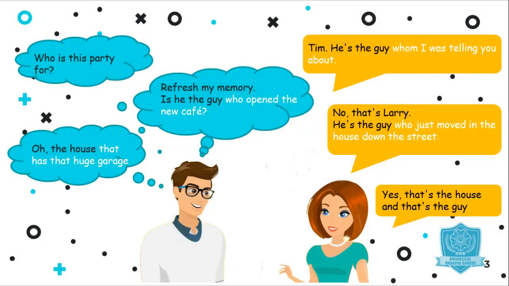Well, students, in the conversation, you listened to clauses like that has the huge garage, who opened the new cafe, whom I was telling you about, who just moved in to the house down the street. These clauses are called adjective clauses or relative clauses, in which the function is to describe the subject or the object of the sentence. Take an example. Here, the adjective clause is that has the huge garage. So, this clause's function is to describe the house.